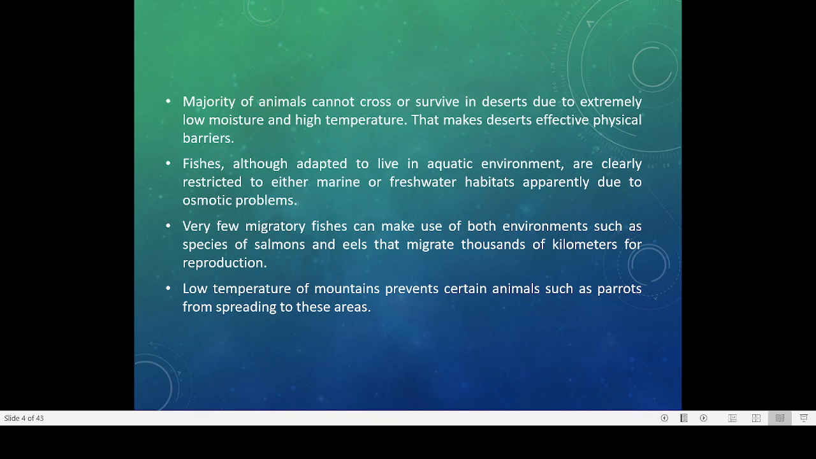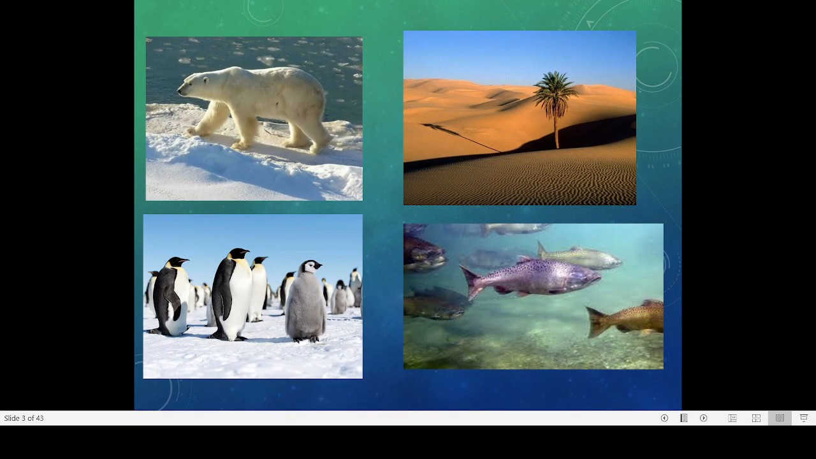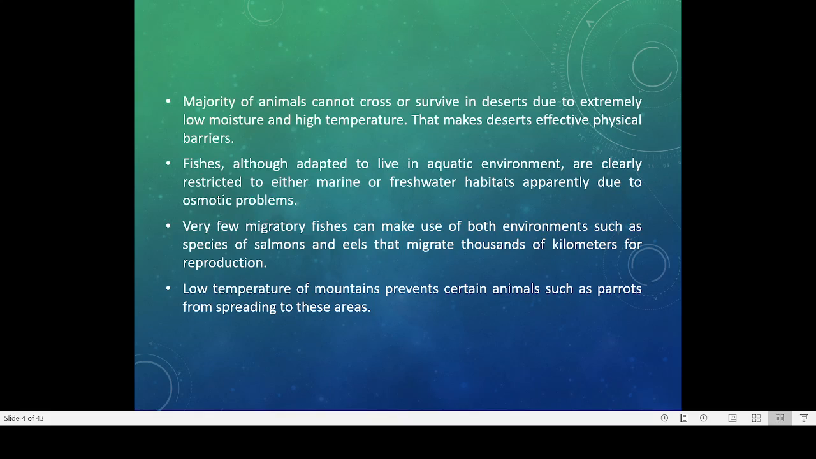That is why a fish adapted to a freshwater habitat won't be able to survive in a seawater environment, because that fish is specialized to survive in a freshwater habitat. Then very few migratory fishes can make use of both environments, such as salmon and eel, that migrate thousands of kilometers. Here you can find salmon. Some species have a unique ability. That is, though most fish can survive only in either freshwater or seawater, a few species are highly adaptable.